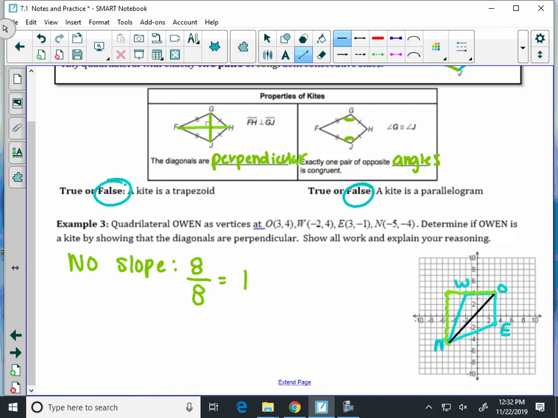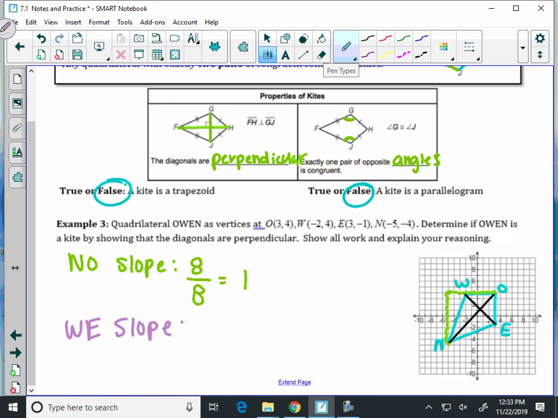What's our other diagonal? WE. So let's find the slope of WE. What is our rise? How far up do we go? 5. What's our run? We went up, so it's positive. What's our run? 5, but we went left, so it's what? Negative. What is 5 over negative 5 simplified down to? Negative 1. Are positive 1 and negative 1 opposite reciprocals?